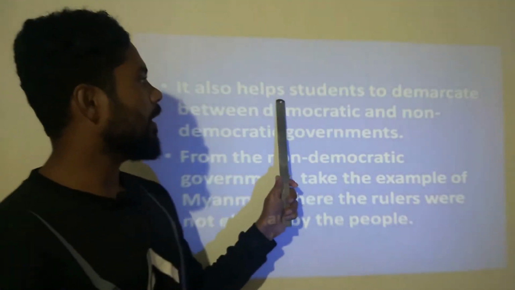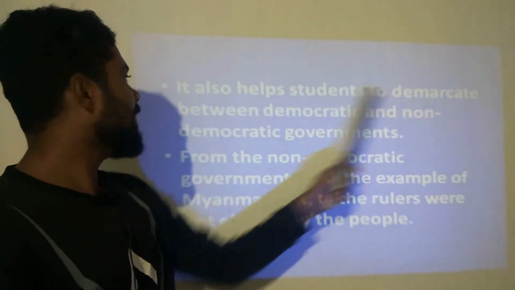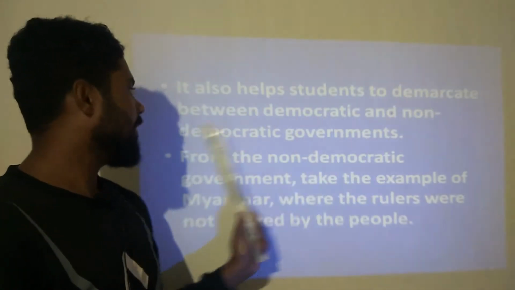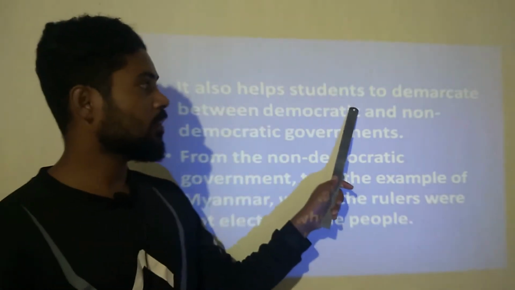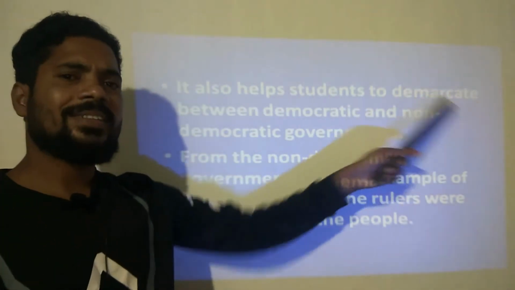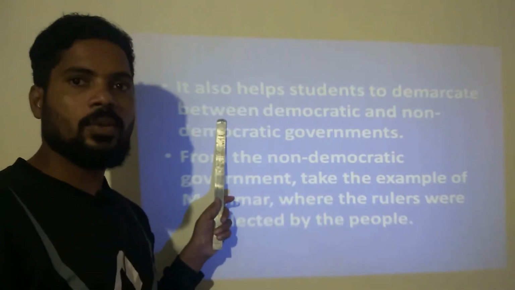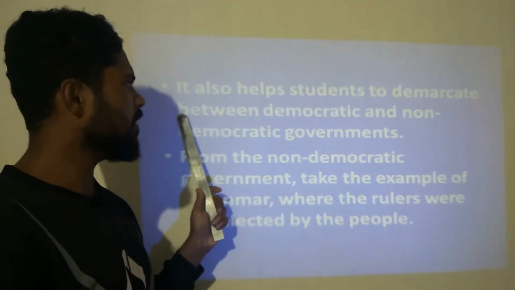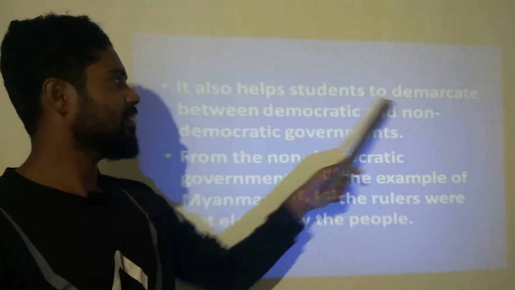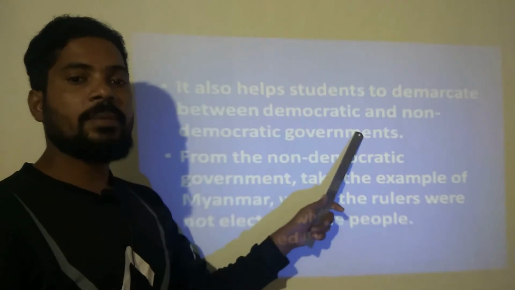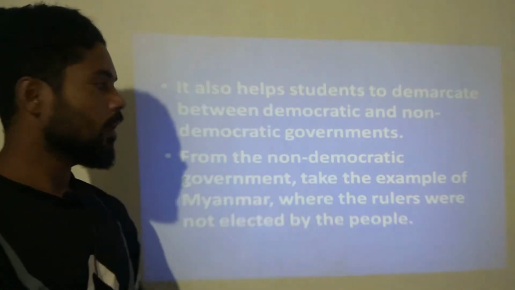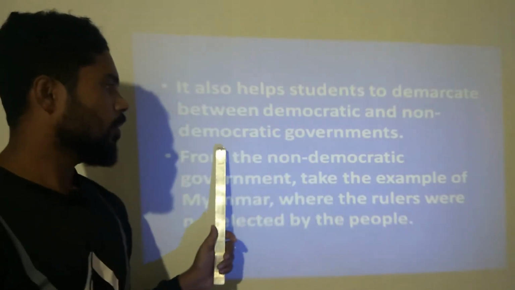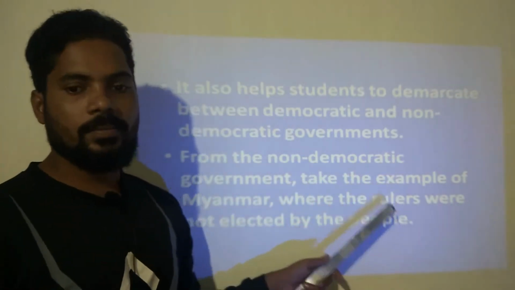It also helps students to demarcate, in the sense of distinguish or differentiate, between democratic and non-democratic governments. It helps the students. So let's see what is a non-democratic government.